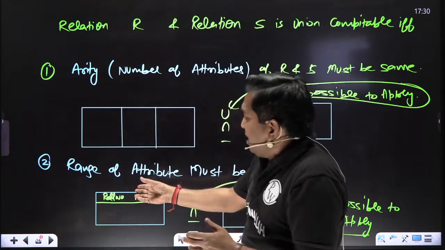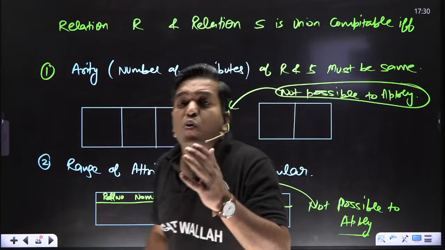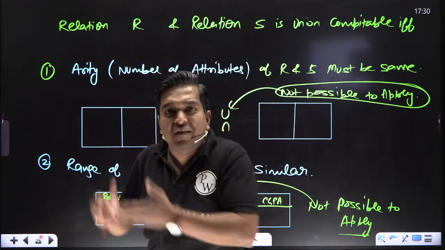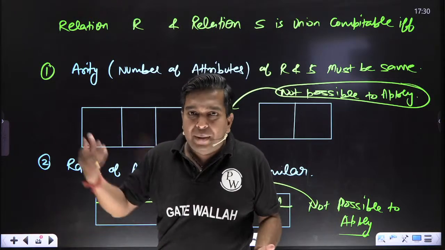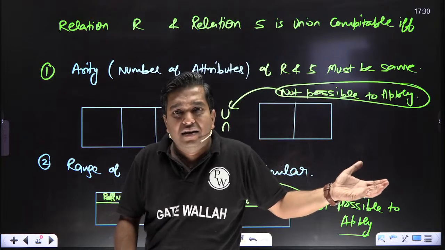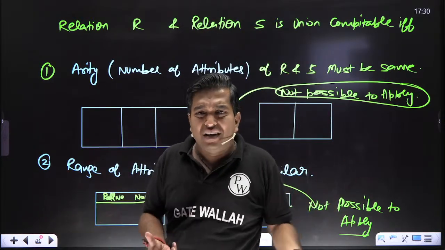For example, here we have roll number and name, and here we have branch and CGPA. You can't take the union, you can't find the intersection. Can you compare an apple with an orange? No. Apple is different, orange is different. You can compare apple with apple, orange with orange. Which one is good, which one is bad? Are you getting my point? One is sweet, one is salt.